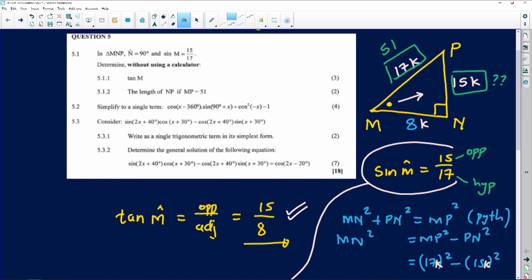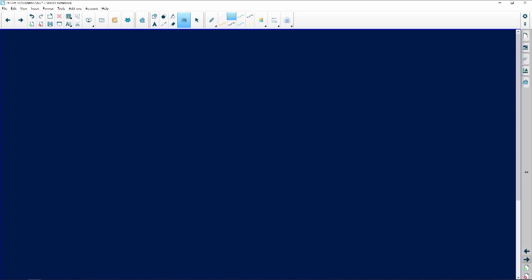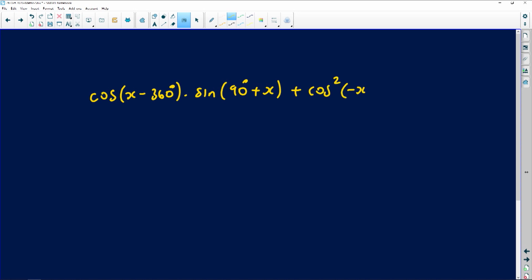They say simplify to a single trig term. We have to simplify to a single trig term. It's cos(x minus 360). Okay, let's just copy that down and then work with it. So we have to get to a single trig ratio. What is the cos of (x minus 360 degrees) multiplied by the sine of (90 degrees plus x) plus cos squared of negative x, minus 1? So all this needs to simplify to a single trig ratio.